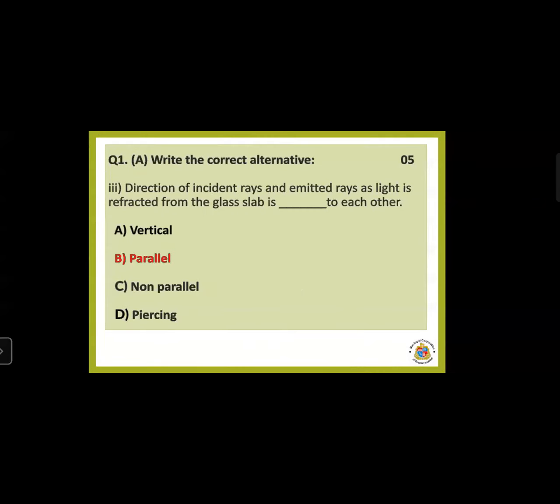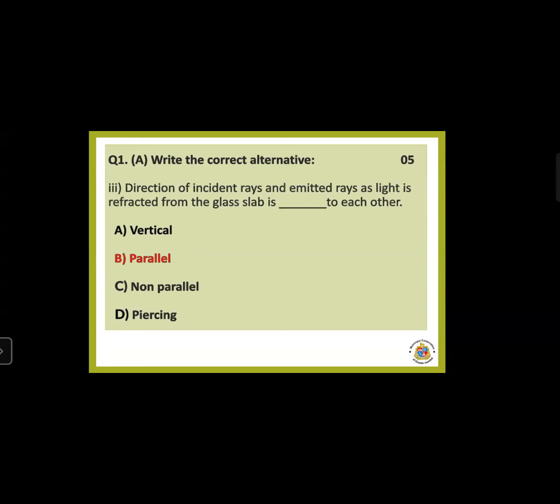Now student, next question is what? Third question of question number 1A is: direction of incident rays and emitted rays as light is refracted from the glass slab are dash to each other. Options are A vertical, B parallel, C non-parallel, and D piercing. Now student, the right answer is B, that is parallel.